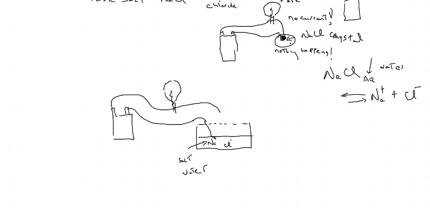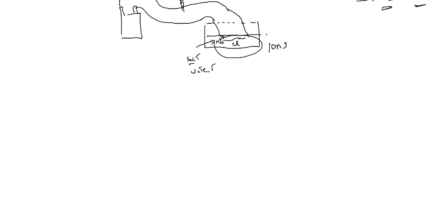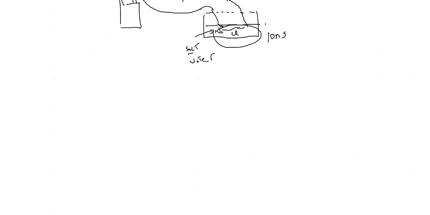Now, when we put these two things in here, the electricity can flow through this salt water because of the presence of ions. The solid salt does not conduct electricity because the NaCl did not break up into ions. And so you won't get a flow of electricity. To have electricity flow, you need the flow of charged particles. Solid salt does not have free ions moving.